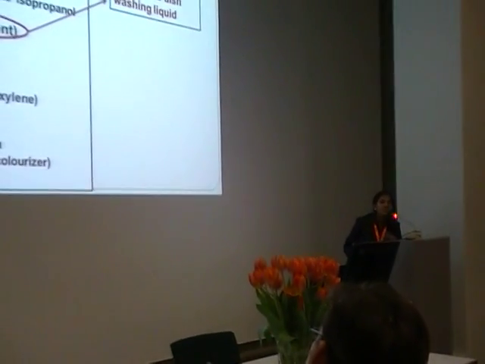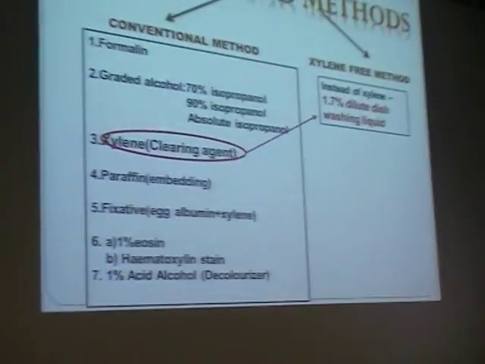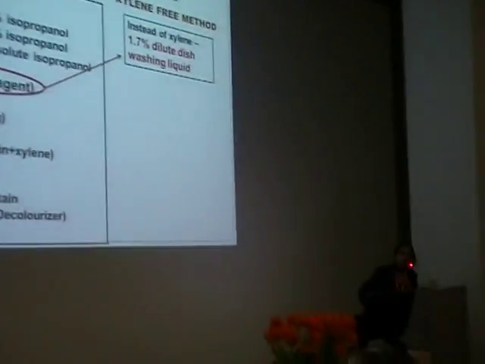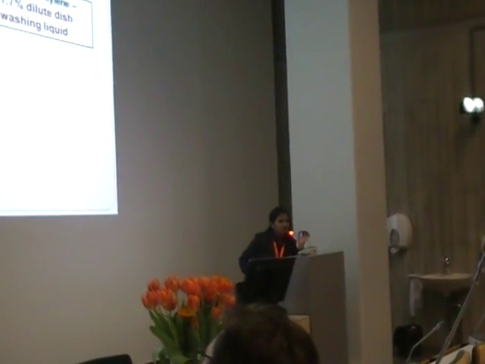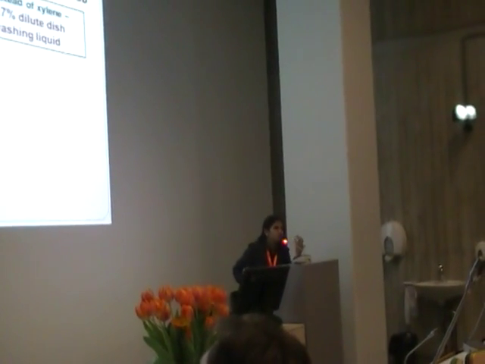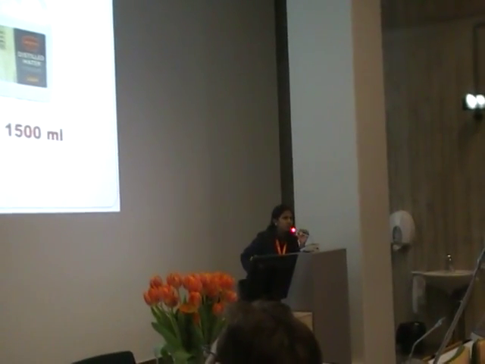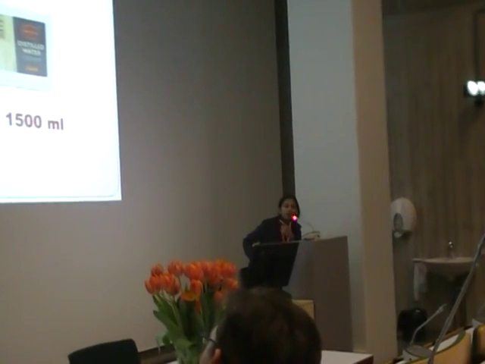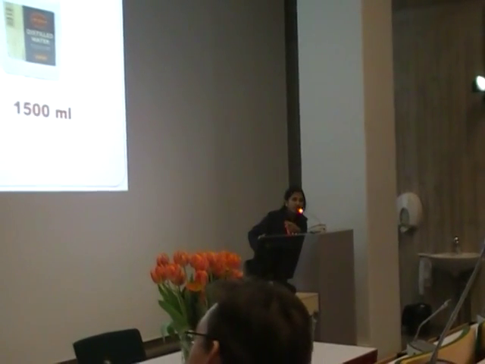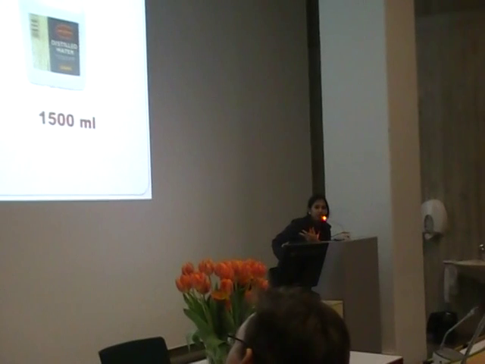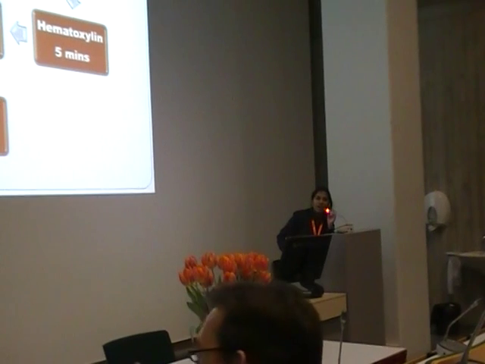The materials and methods are the same as any routine histopathology technique except for the xylene. I'm substituting it with 1.7% dilute dishwashing liquid. Why 1.7%? Well, it was arbitrary. I just chose it from previous studies. So this is how I prepared my new substitute for xylene. It is a commercially available dishwashing liquid in my country, and I took 25 ml of the available packet with 1500 ml of water to prepare my new substitute. And this is the basics.